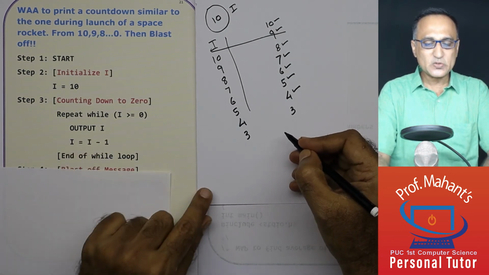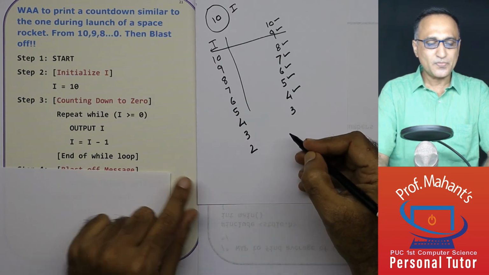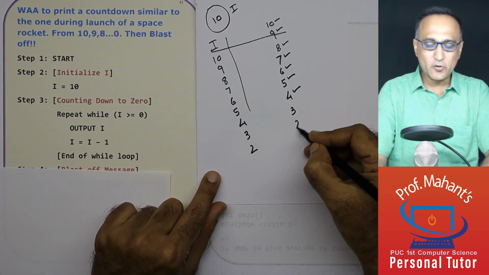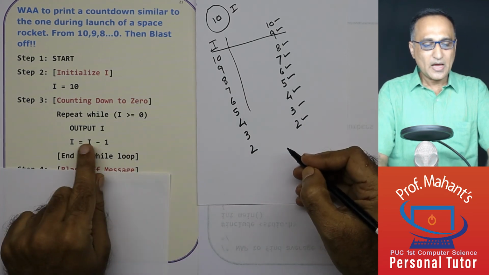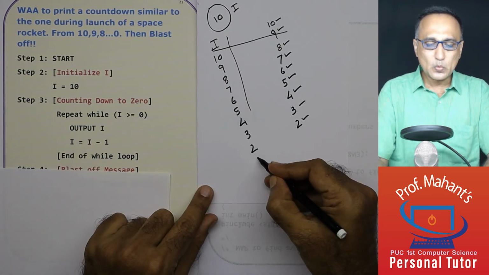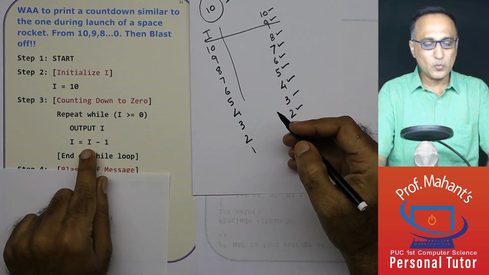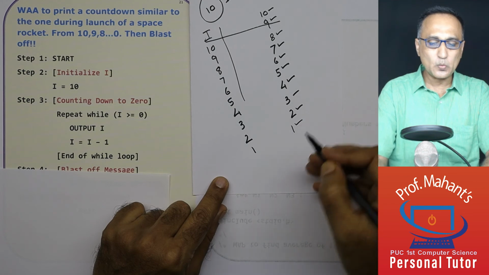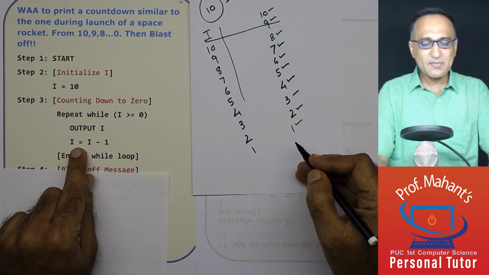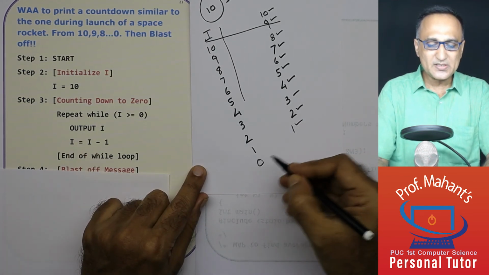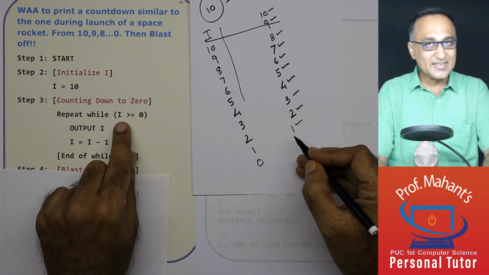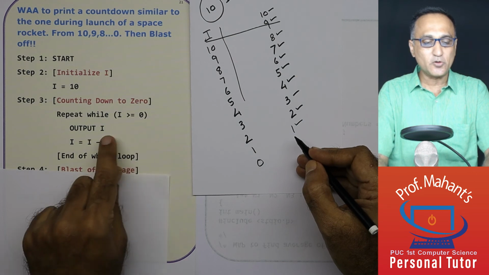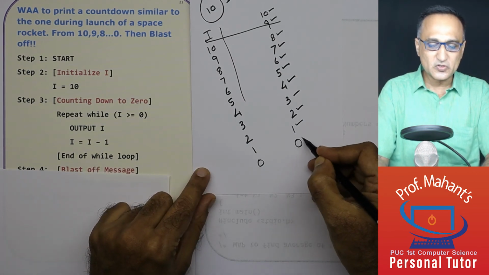I is 3 minus 1. I becomes 2. Go back here. 2 is still greater than or equal to 0. So I am going to print 2. I is now, from 2, it becomes 1. Okay, now you have to be careful. 1 is still greater than or equal to 0. So I am printing 1. Then I come here, I becomes 1 minus 1, which is 0. But 0 is still equal to 0. It is greater than or equal to. So it is still valid. So I output I, which is 0.